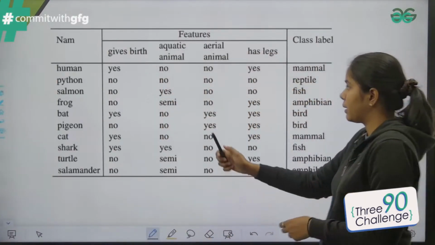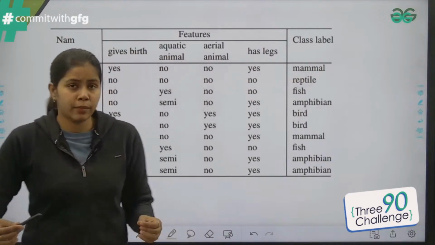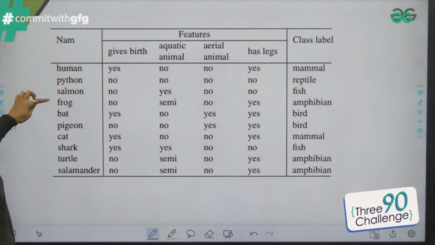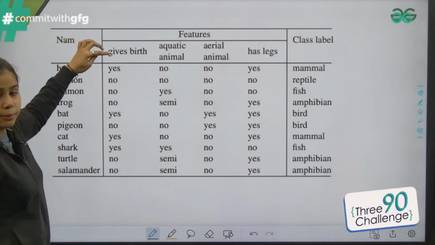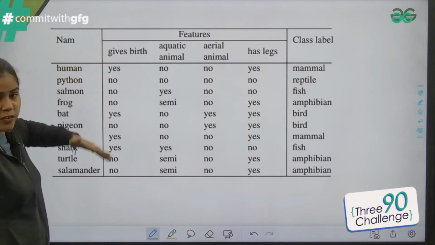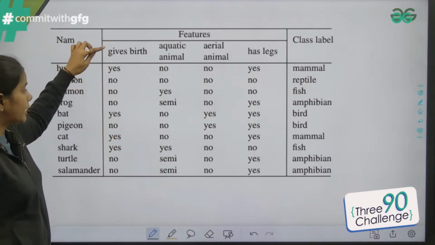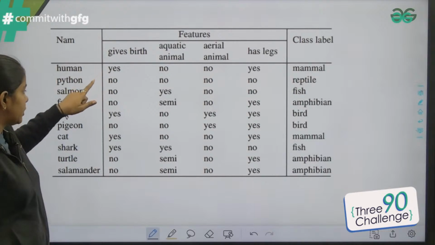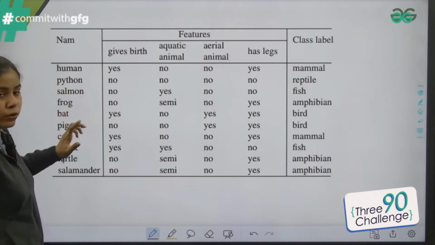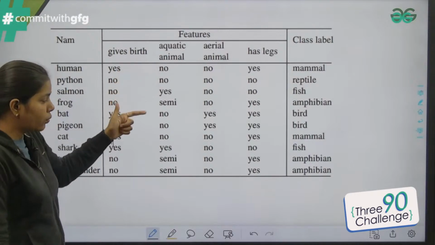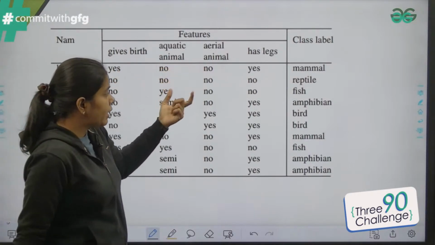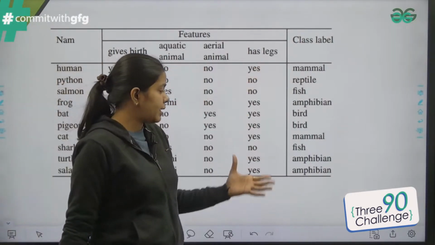You can see that we have names: human, python, salmon, frog, bat, pigeon, cat, shark, turtle, salamander. We have these animals, and they have some features which we have written down here. They give birth: human gives birth, yes; python, no; salmon, no; frog, no. Then whether they are aquatic animals or not: no, yes, and semi. Aerial animal, no, yes, and has legs, yes and no.